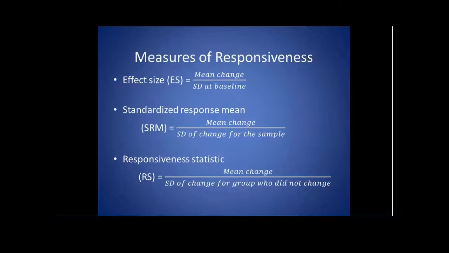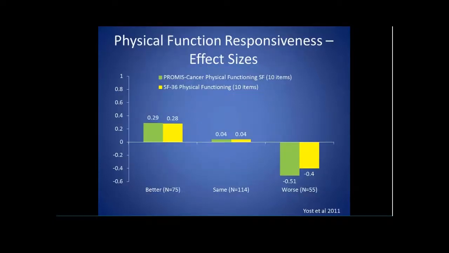Another way we look at improved measurement is through responsiveness, and there are a number of ways to assess responsiveness. I'm going to look at effect size. This was one study done by Kathy Yost and colleagues showing, in a cancer sample, a comparison between a physical function short form from PROMIS and the SF-36 PF10, a 10-item physical function measure.